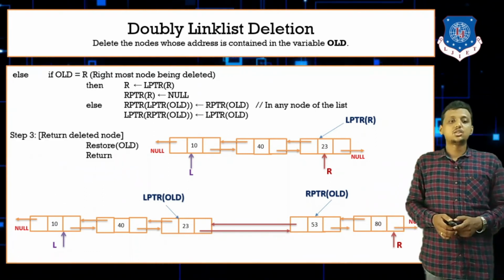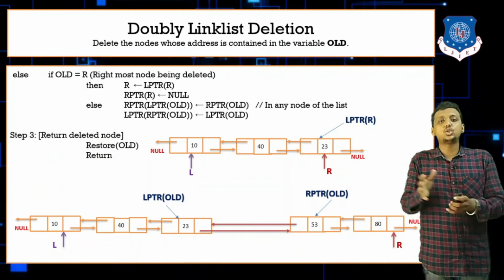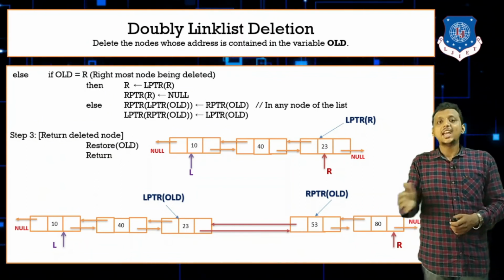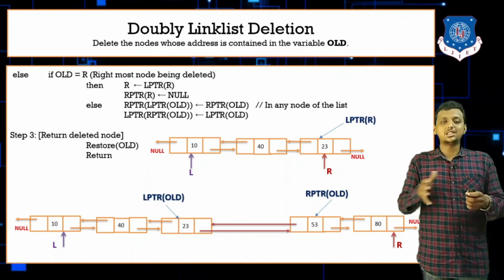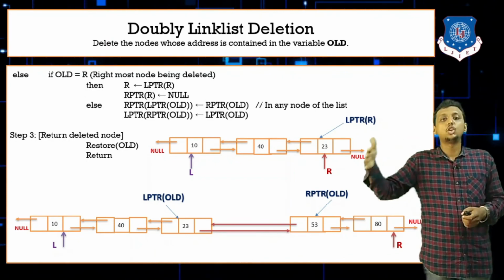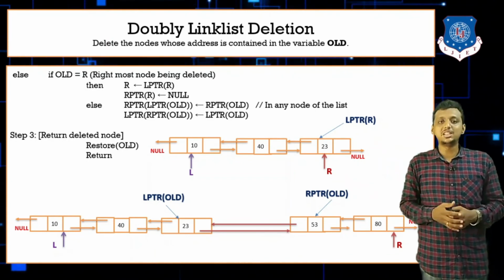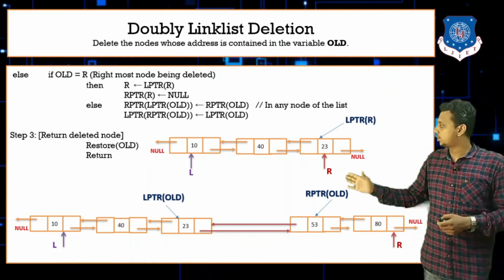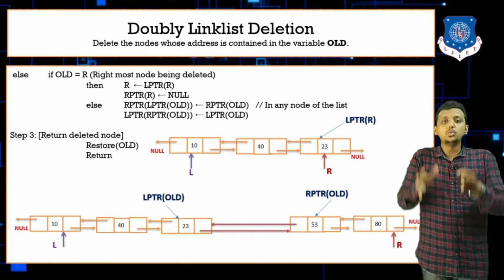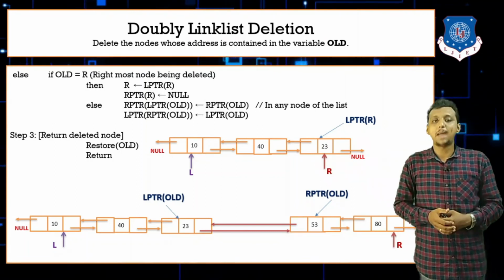Fine. So the last step is restore old. Students, as in doubly linked list insertion, we use new is equal to node to get a node from the availability stack. Same like that, with the restore function, we can move our node back to the availability stack.